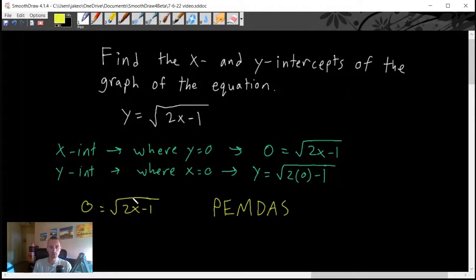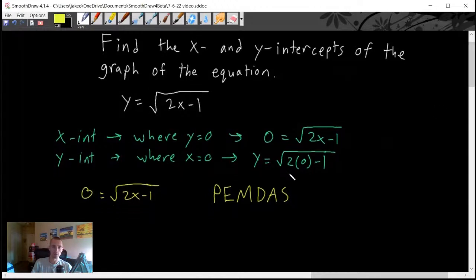So if you imagine plugging in some value for x, the first thing you would do is multiply it by 2. So that's going to be the last operation we move over to the other side of the equation to solve for x. Okay, so first we would multiply by 2. Then we would subtract 1. Then we would square root it.